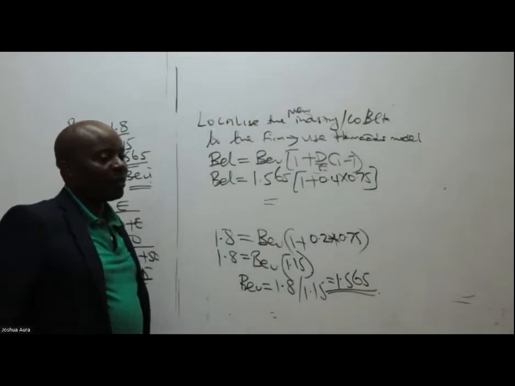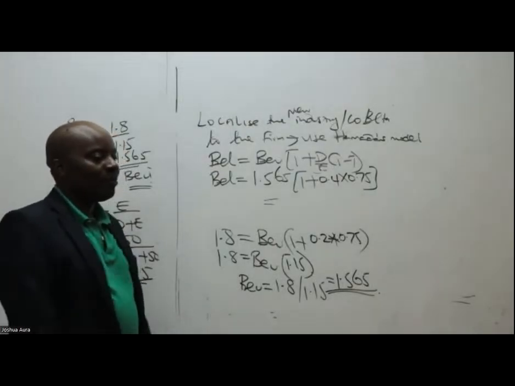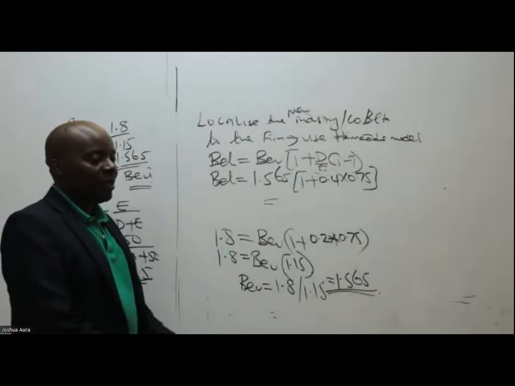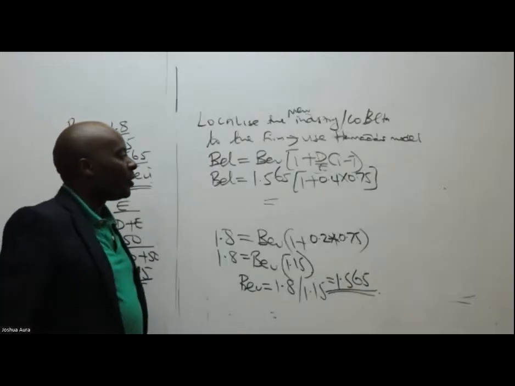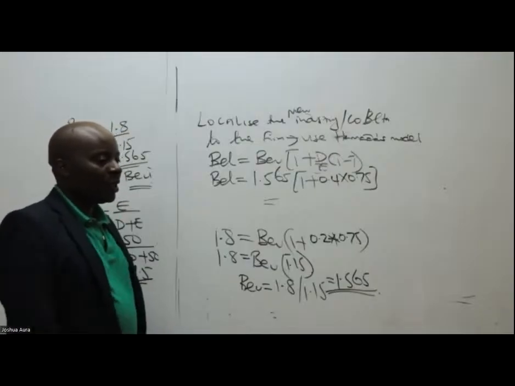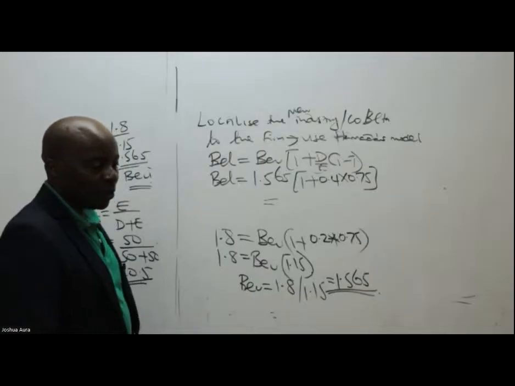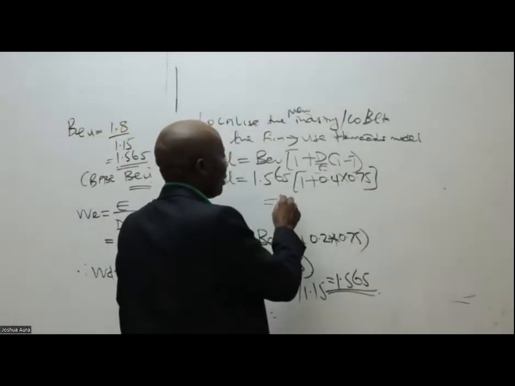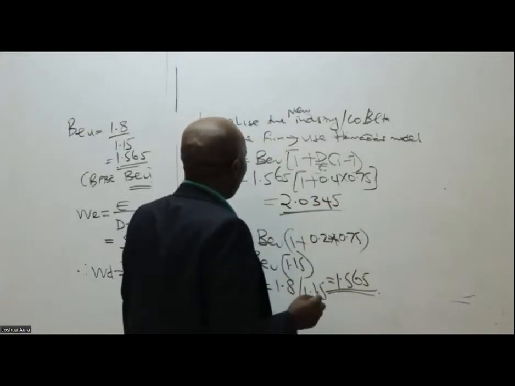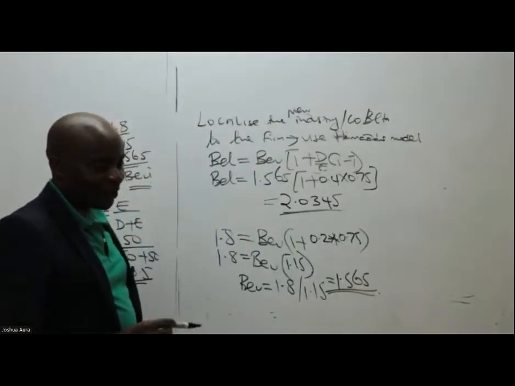What will be my BEL? Beta equity of a levered firm. In this case, it will be equal to the beta equity of a levered organization. Using your calculators, what will be the beta equity of a levered organization then? So this is 2.0345, like that. That's the beta equity of a levered organization.